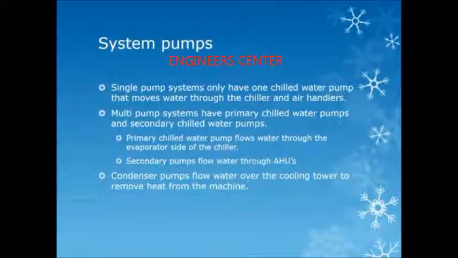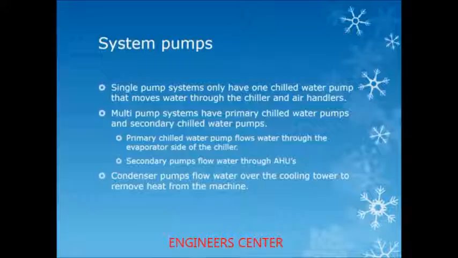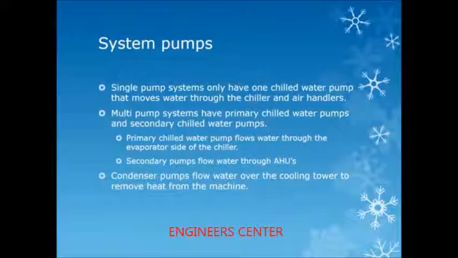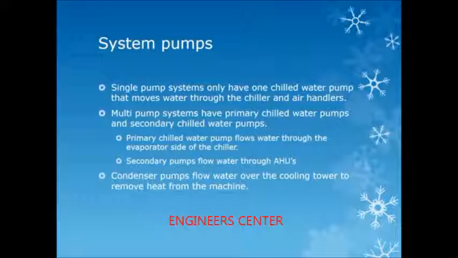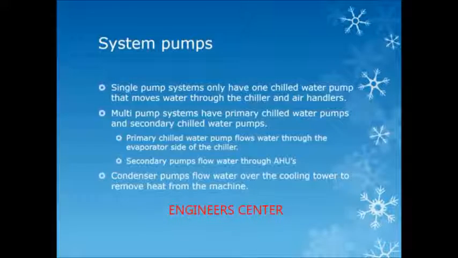Pump systems only have one chilled water pump that moves water through the chiller and the air handlers. Multi-pump systems have primary chilled water pumps and secondary chilled water pumps. The primary chilled water pumps provide flow through the evaporator side of the chiller. The secondary chilled water pumps pull the water from the primary loop and distribute that water to the air handler. The condenser pumps flow the water over the cooling tower to remove the heat from the machine.